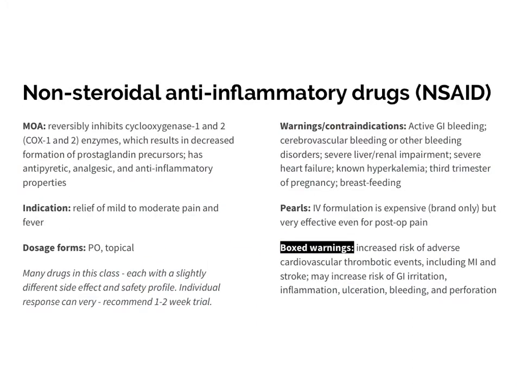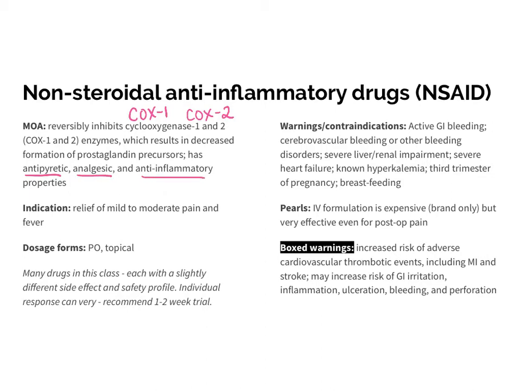Non-steroidal anti-inflammatory drugs, or NSAIDs, are another choice for non-opioid over-the-counter relief of pain. They work by reversibly inhibiting both cyclooxygenase 1 and cyclooxygenase 2. These are both enzymes that increase prostaglandin precursors. So by inhibiting COX-1 and COX-2, we are decreasing the formation of those prostaglandin precursors. Thereby, we get an antipyretic, analgesic, and anti-inflammatory effect.